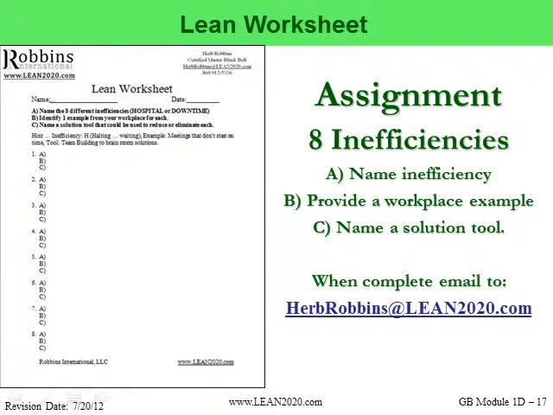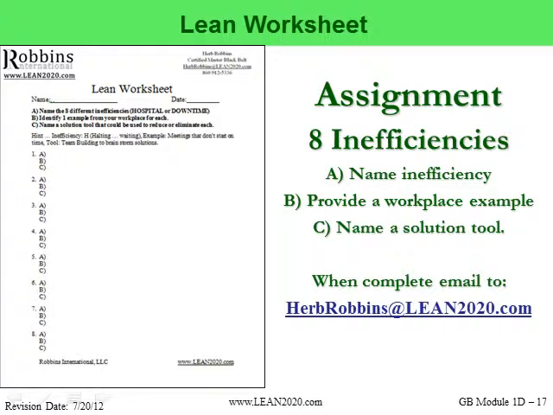So there's 8 different types of waste, and we have them identified on this sheet. And so you've got 1 through 8. What we're going to ask you to do for each one of those is provide an example within your workplace. So the A portion is simply what is that waste or inefficiency. So whether you use the HOSPITAL acronym or the DOWNTIME acronym, whatever you decide, that's fine. If you use the HOSPITAL acronym, we're looking for 1A would be halting and/or waiting, and the example within your workplace would be placed in B.